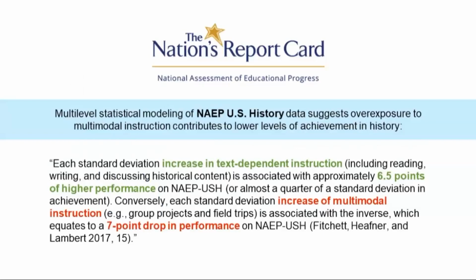Here's an excerpt from a study of the U.S. history assessment. The authors conducted a factor analysis that produced 2 categories of instructional variables: text-dependent instruction and multimodal instruction. The study found that a standard deviation increase in text-dependent instruction corresponds with an increase in achievement on the history assessment. On the other hand, a standard deviation increase in multimodal instruction relates to a decrease in achievement. This suggests there may be a risk in taking classroom time away from other forms of instruction that appear associated with higher levels of achievement in history.